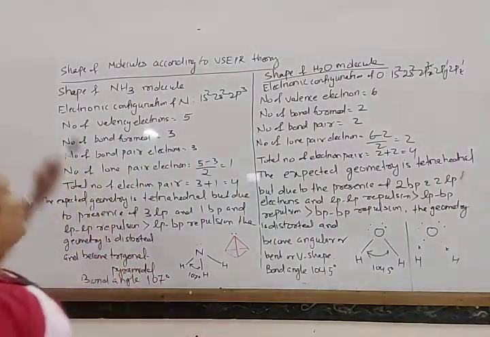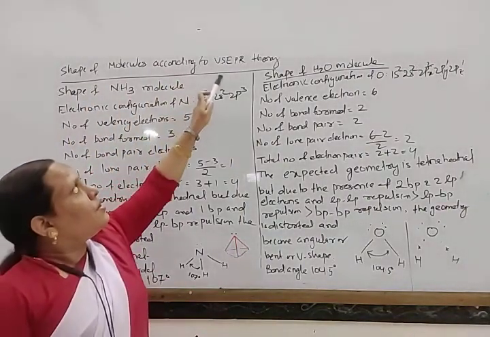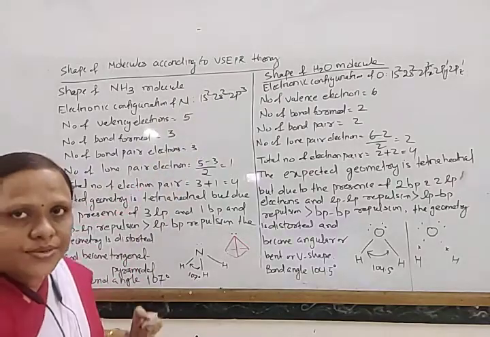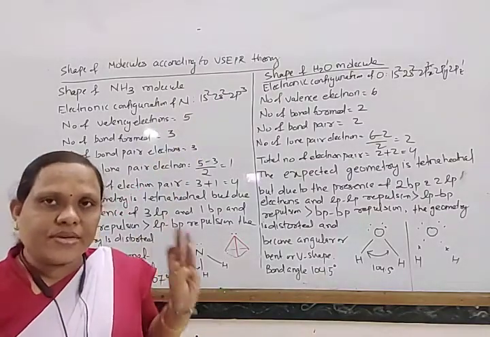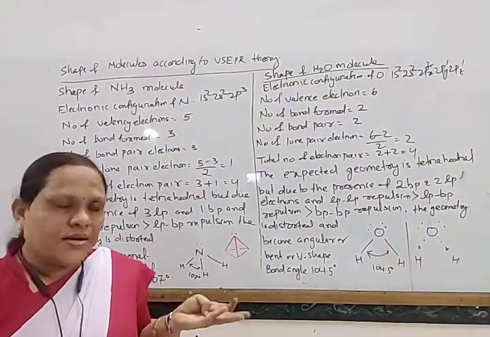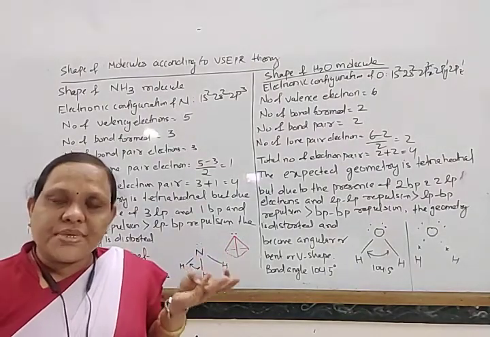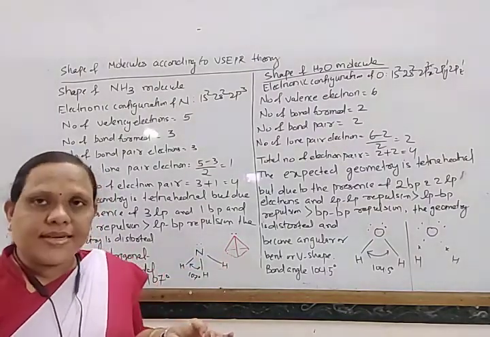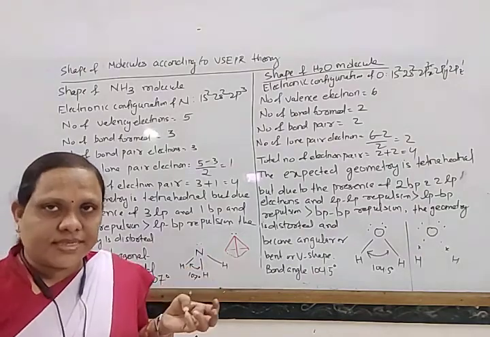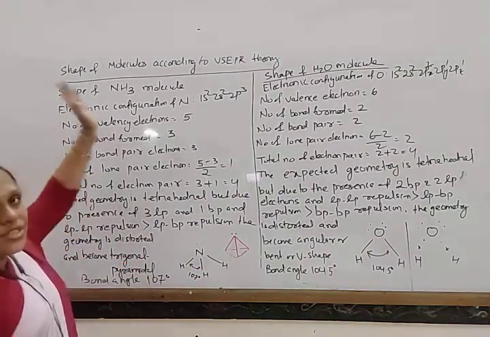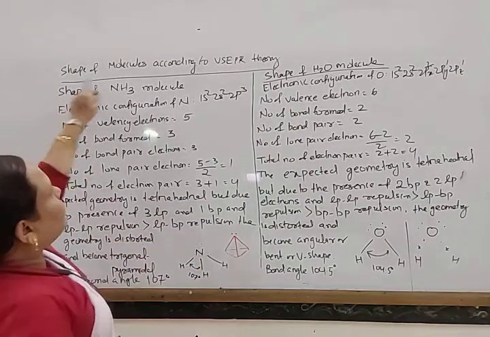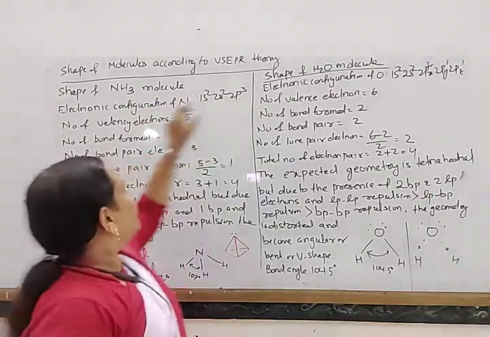Look here, the shape of molecules according to VSEPR theory. So regular structures I have given for methane, PCl5, BCl3 and also for SF6. So here are some distorted structures, shape of molecules according to VSEPR theory.